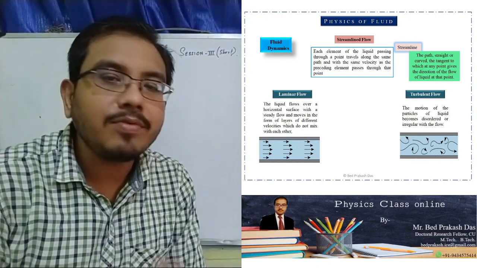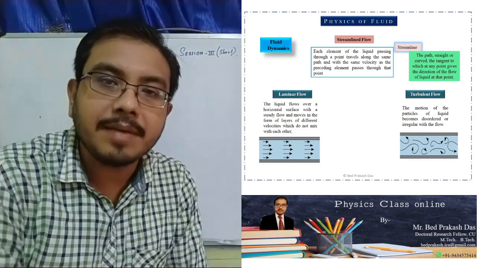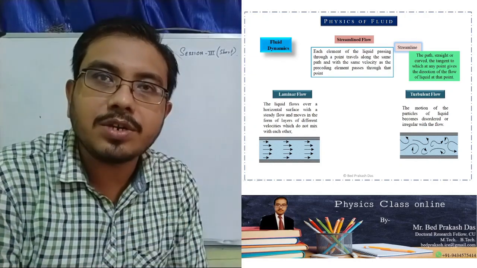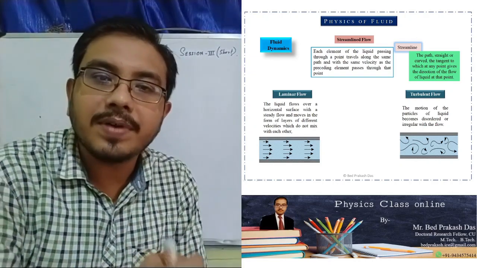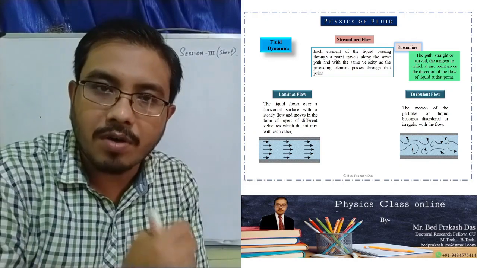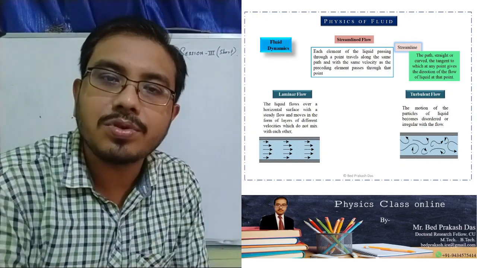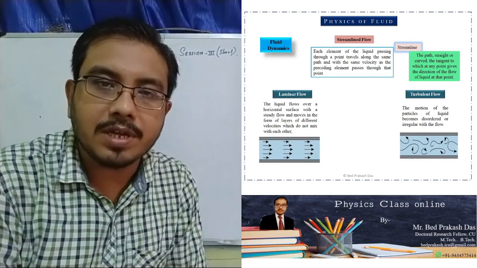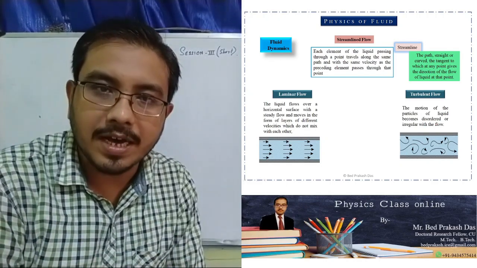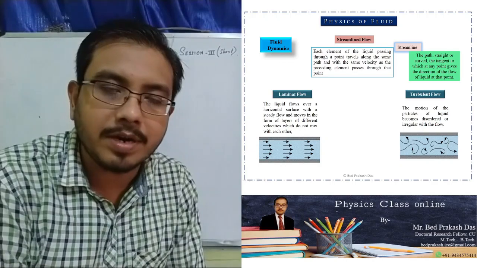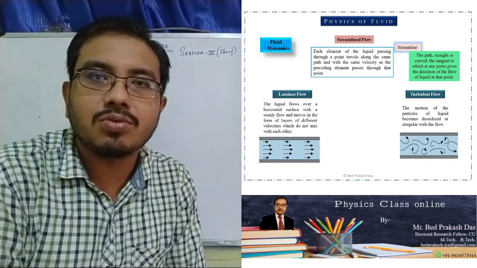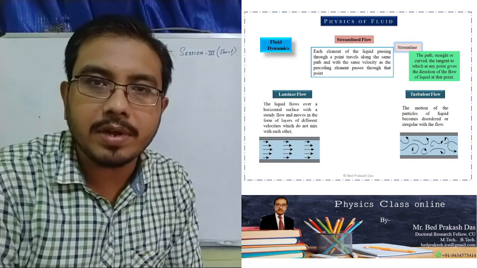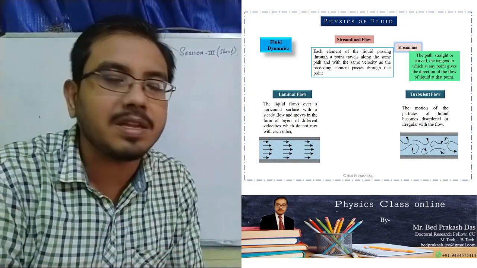Whenever we are talking about the dynamics of fluid, we are interested to know the different dynamic characteristics of fluid when it flows through a medium. Normally, it flows through a pipe or different flowing devices or instruments like that. So we have to consider a flow of fluid when it is dynamic in nature.